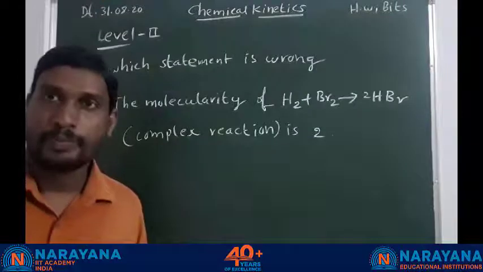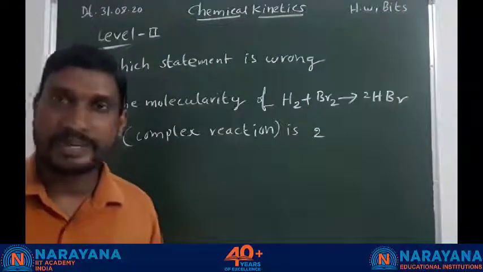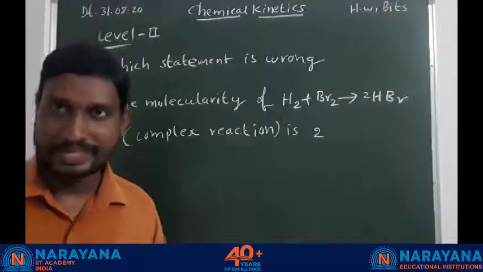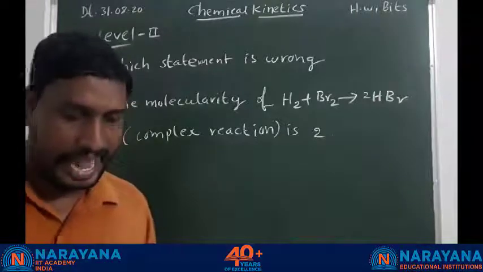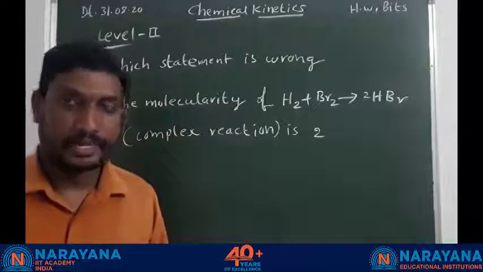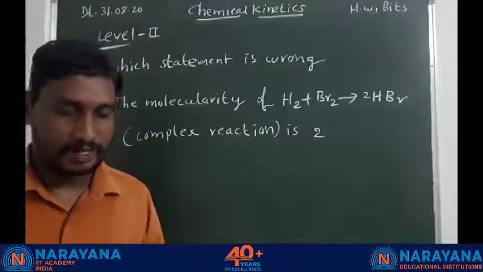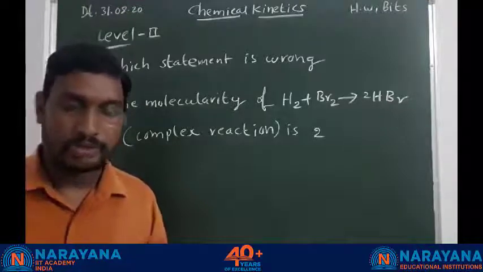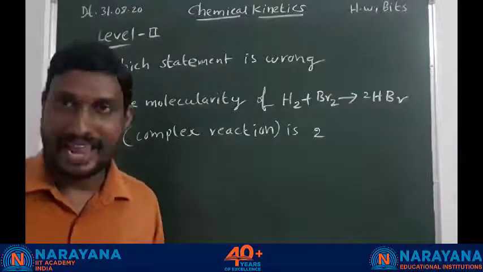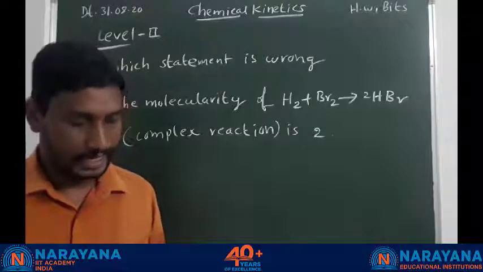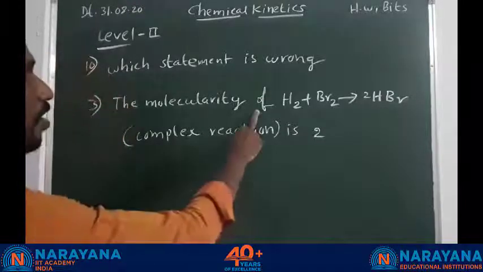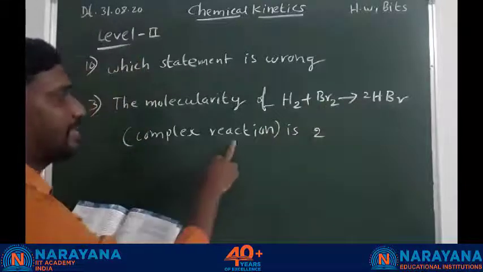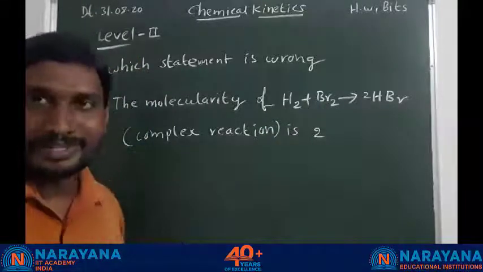Next, level 2, question number 10. Which statement is wrong? Wrong statement, how to identify? Options are: for an elementary reaction, molecularity can be obtained from the stoichiometric equation. That is correct. The molecularity has no significance for a complex reaction. That is also correct. Third option, the molecularity of H2 plus Br2 gives rise to 2HBr, complex reaction, is 2. This is a wrong statement.